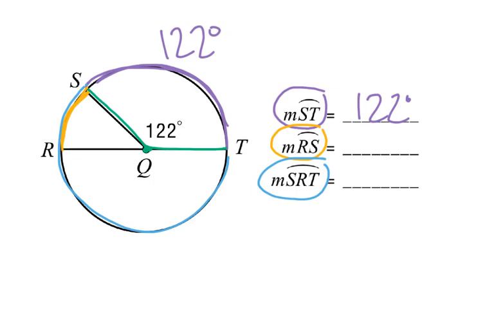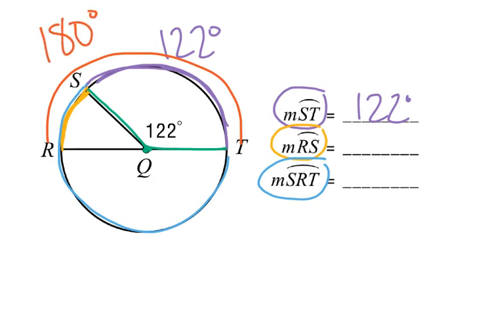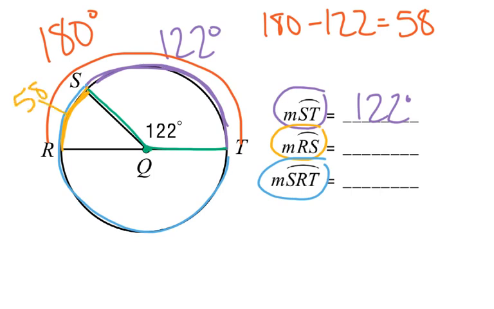Okay, so now I'm going to find the measure of RS. I see, and hopefully you do, that from here to here is a semicircle, and I know that half a circle is equal to 180 degrees. So if I do 180 minus 122, I get 58, which means that this little piece over here has to be 58 degrees, because 58 plus 122 gives me 180.